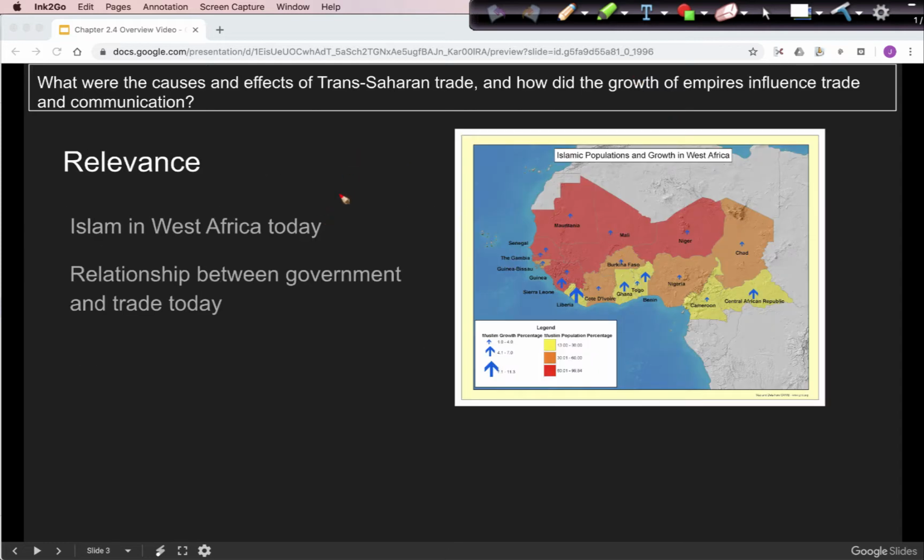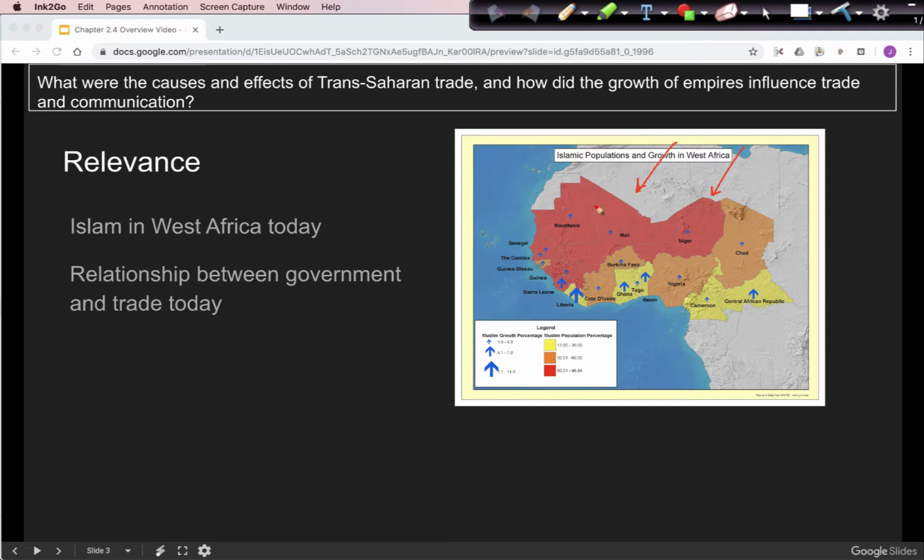So let's talk about the relevance of this topic. This map over here is current, and it shows the Islamic population in West Africa. And one of the things we'll be looking at today is the fact that trans-Saharan trade coming across here from North Africa brought Islam from North Africa to West Africa.